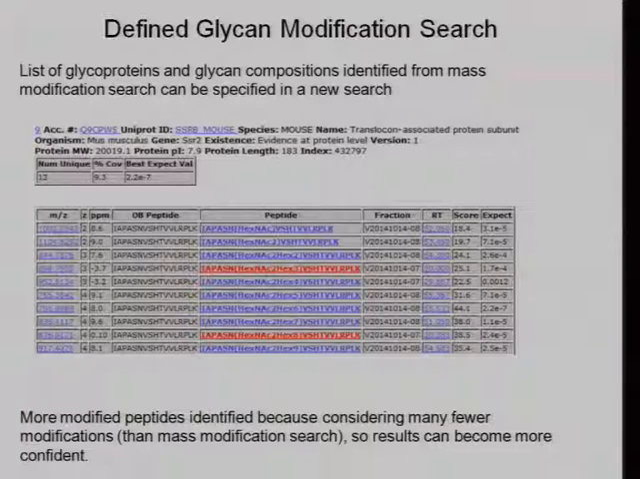And so if you then do the same search with these specified modifications, you identify a lot more glycopeptides because you're considering a lot fewer possibilities. And so a spectrum doesn't need to match as many fragment ions in order for it to be significant. And so using this, you can get much more extensive glycopeptide identifications.